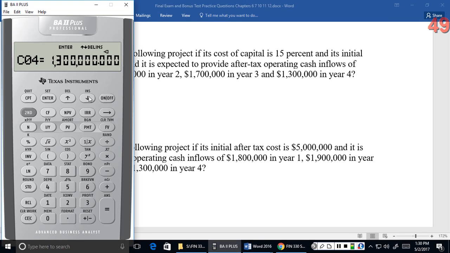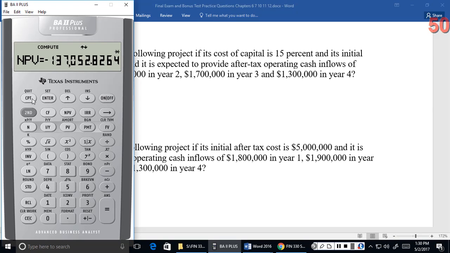All right, once we've done this, then it wants the net present value, so we're going to press the NPV key. It tells us here the cost of capital is 15%, so we're just going to enter 15. Press the enter key to lock it in. Press the down arrow key 1 time, and it tells us here, press the compute key.